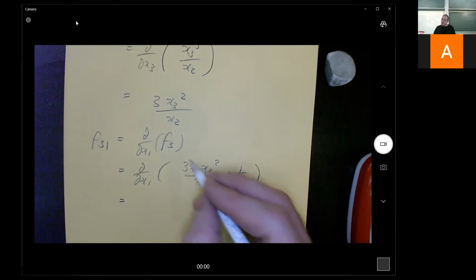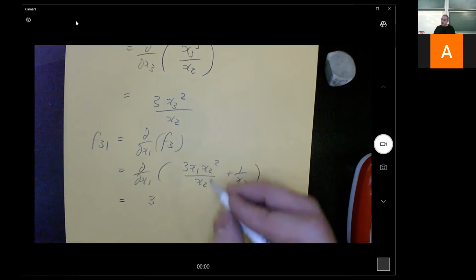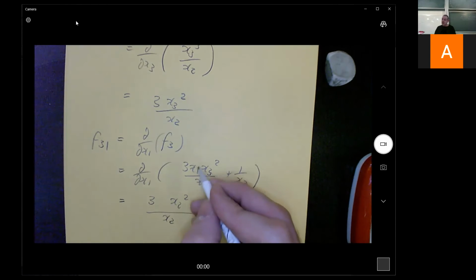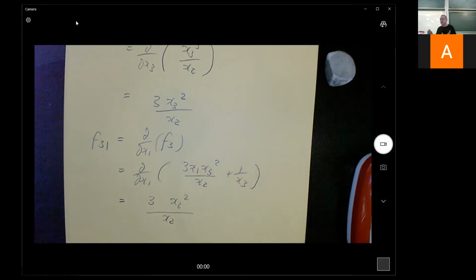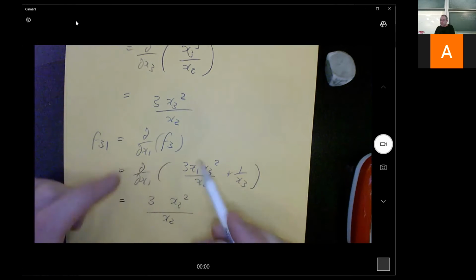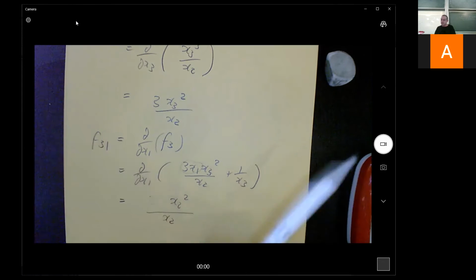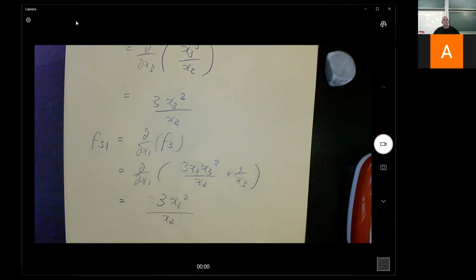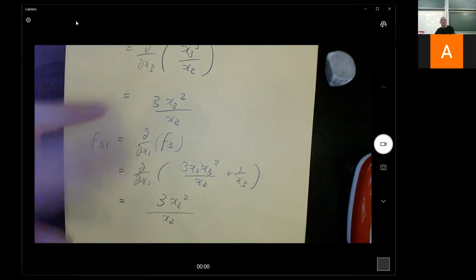So the 3 is multiplied on, so it'll still be there. The x2 squared is a constant multiplied on, so it'll still be there. Oh, sorry, that's an x3. Yep. The x2 is a constant divided, so it'll still be there. And the derivative of x1 is 1. Or the derivative of 3x1 is just 3. And then that doesn't have any x1, so its derivative is 0. And luckily, just because it always works this way, f1,3 and f3,1 have the same answer.